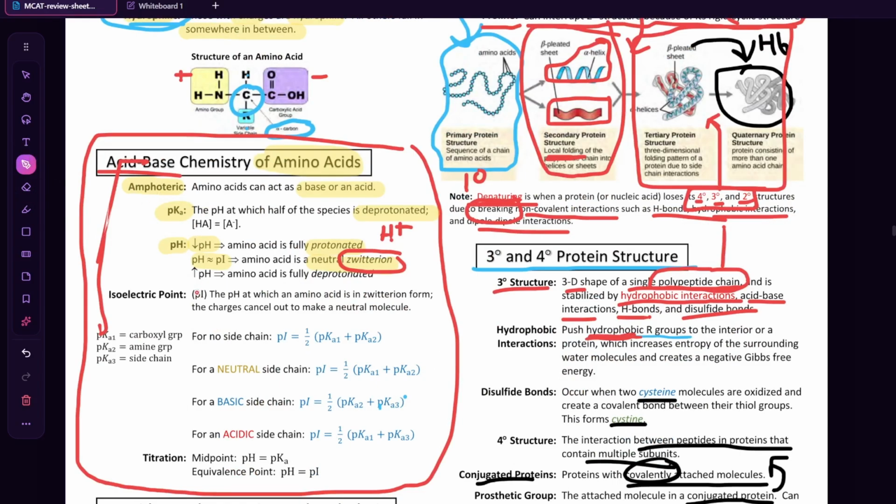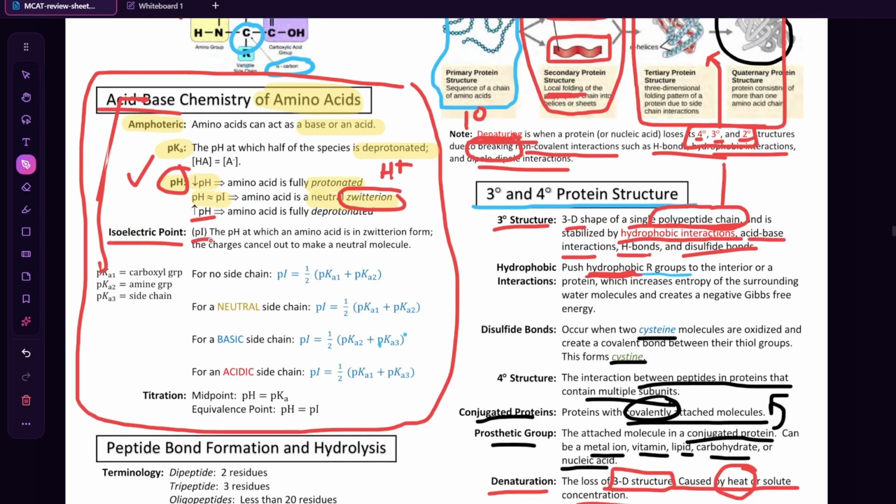Okay, so we already reviewed how pH is there. The isoelectric point, the pI, is the pH at which the amino acid is in the Zwitter ion form that we just saw. So the charges cancel out each other, and that's what makes the overall molecule neutral. The overall molecule as a Zwitter ion is neutral because positive and negative cancel out.